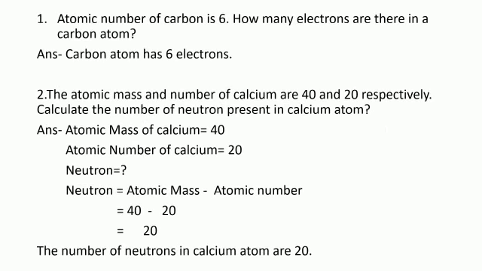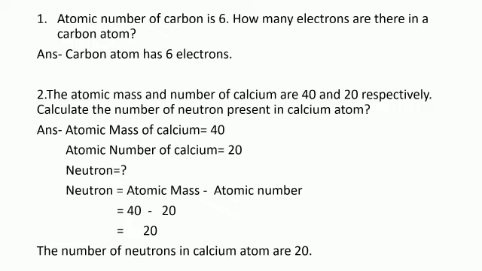Let's do some numericals. First, the atomic number of carbon is 6. How many electrons are there in a carbon atom? Students, we have studied that the atomic number of an atom is nothing but the number of protons present in an atom. So, if carbon's atomic number is 6, then the number of protons in carbon is also 6. We also studied earlier that the number of electrons and the number of protons in an atom are equal. So, if carbon has 6 protons, then carbon will also have 6 electrons.